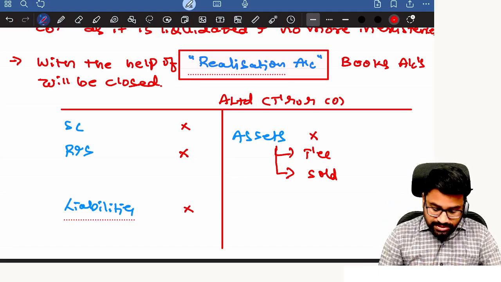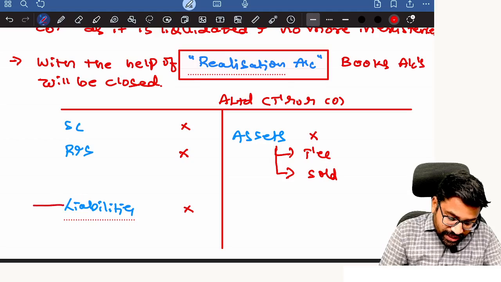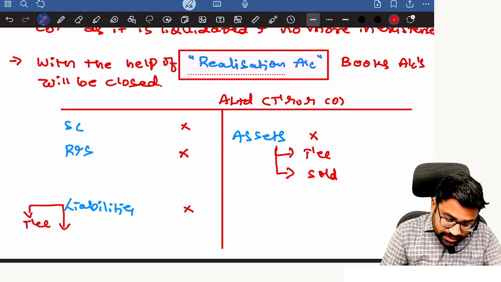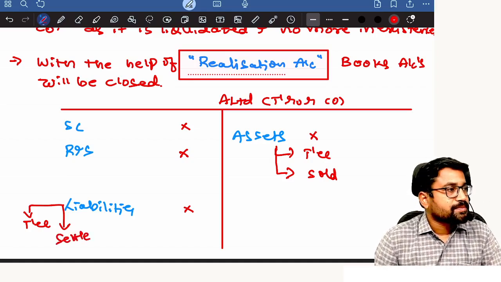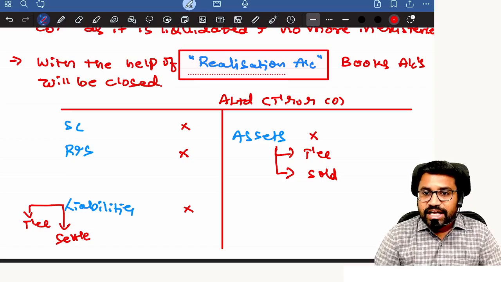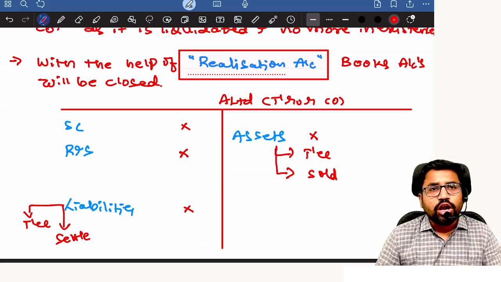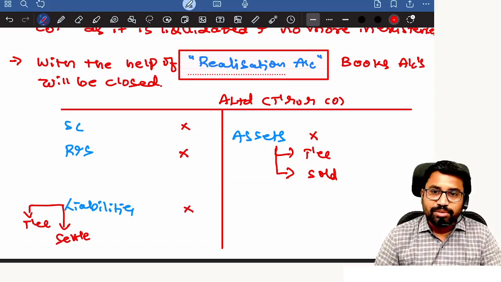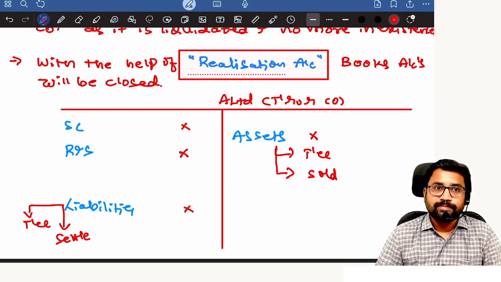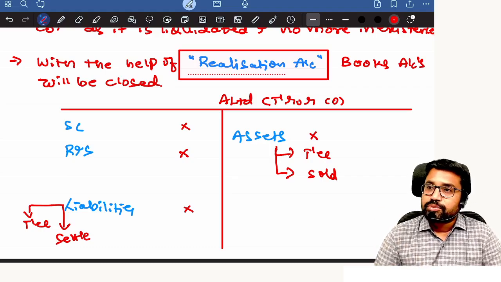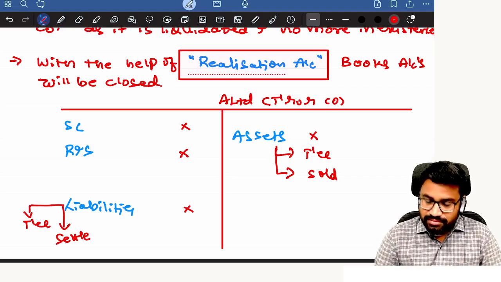Come to liabilities. Some of the liabilities will be taken by the transferee company. The liabilities which are not taken over, settle them, so that entire liabilities will be done. The transferor company's liabilities, some of the liabilities may be taken by the transferee. If all are taken, no problem. Everything will be closed by transferring to realization account. And those liabilities which have not been taken over, settle them, so that liabilities will be closed.